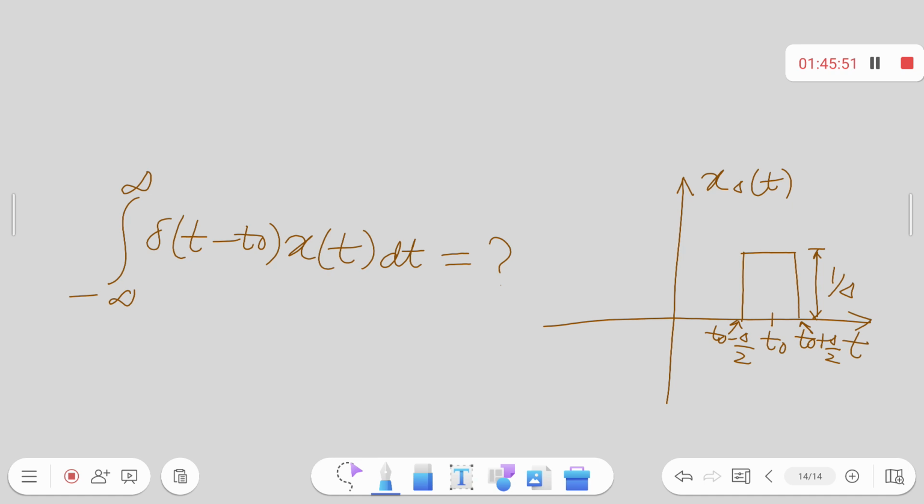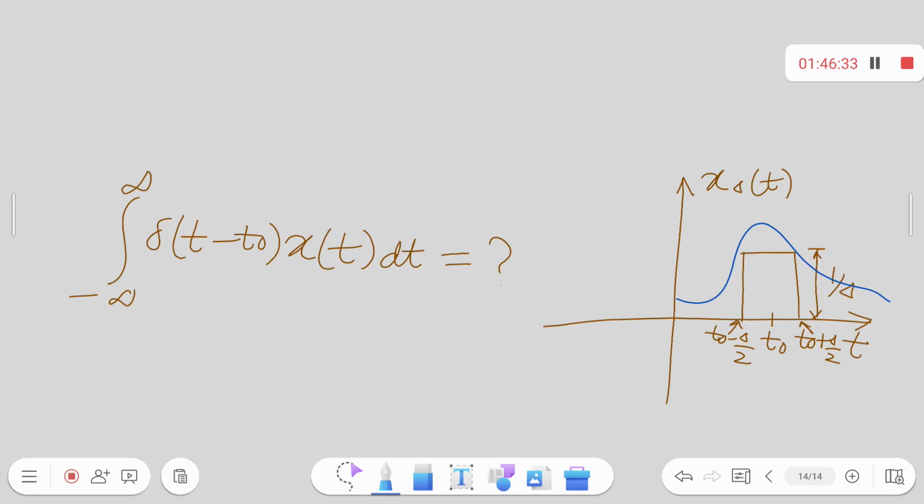Another approximation: delta approaching towards 0. If delta approaches towards 0, then this will basically be the impulse function located at t is equal to t naught. So now if I multiply this pulse of unit area with x of t, where x of t can be any function like this, then what will be the integration? What is the result of this integration?